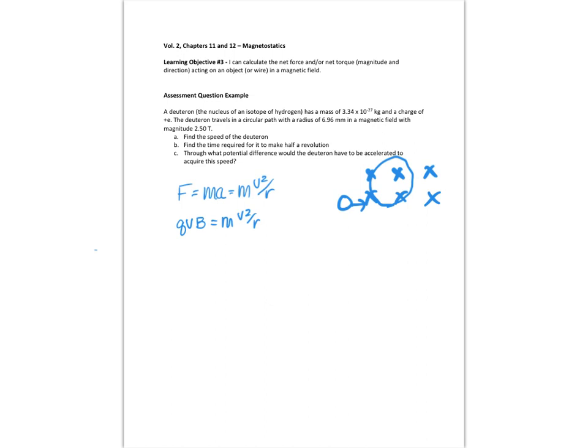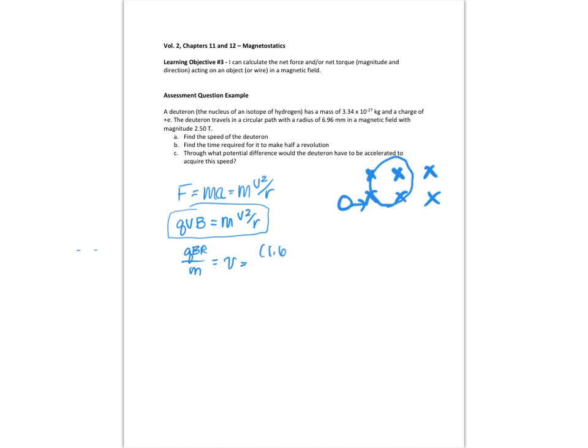I want you to really be familiar with this expression and be able to manipulate it to find values that you're asked to find. For instance, in this problem, you're asked to find the speed of the deuteron. So you want to solve for v. If I rearrange it, I get Q, B, R over M is equal to my velocity. And that's pretty simple.